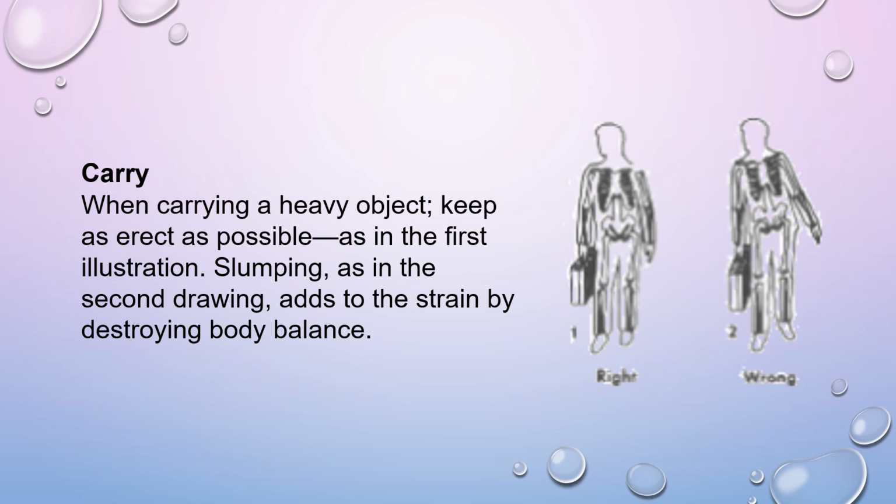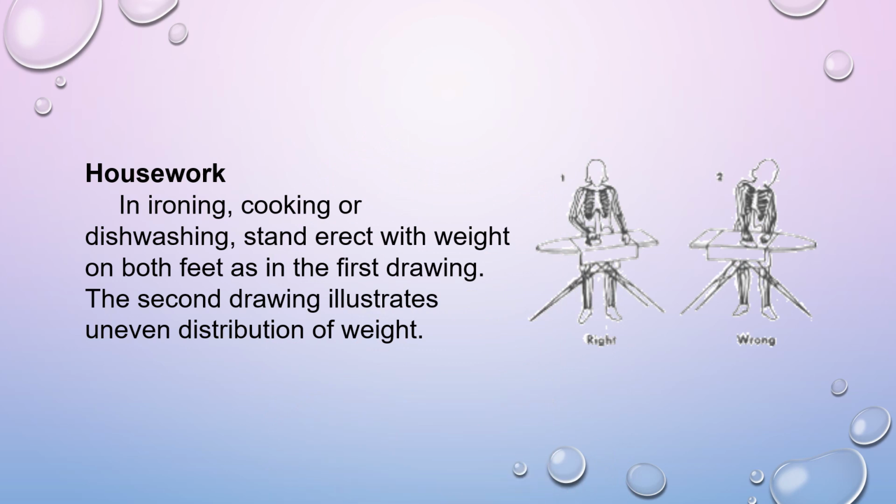Okay. Next is doing housework. Examples are ironing, cooking or dishwashing. You have to stand erect with weight on both feet as in the first drawing. The second drawing does not illustrate an even distribution of your weight. Why? Look at the second one, look at her shoulder blades. The shoulders are not even. It should be like in number 1, with even pull or balance of the shoulders, which is the correct and proper way of doing the housework.